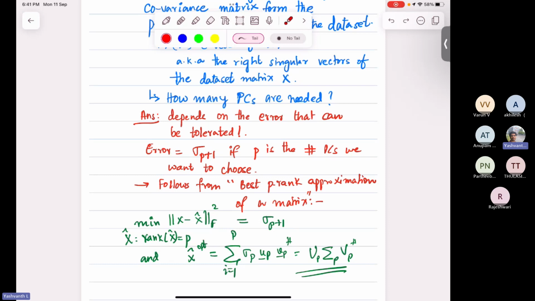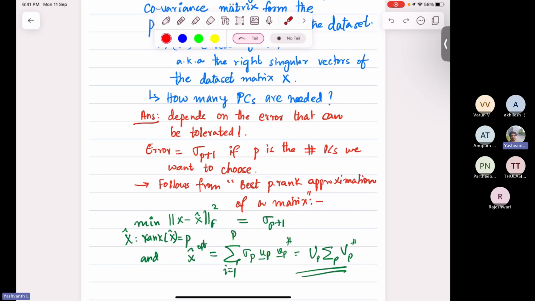I don't want to capture the data along all the other components. Okay, so there is going to be loss in doing this. So what is the error that I can tolerate? If the error that I can tolerate is going to be less than sigma p plus 1, that means by doing a p rank approximation, I'm going to incur an error. This is the error.